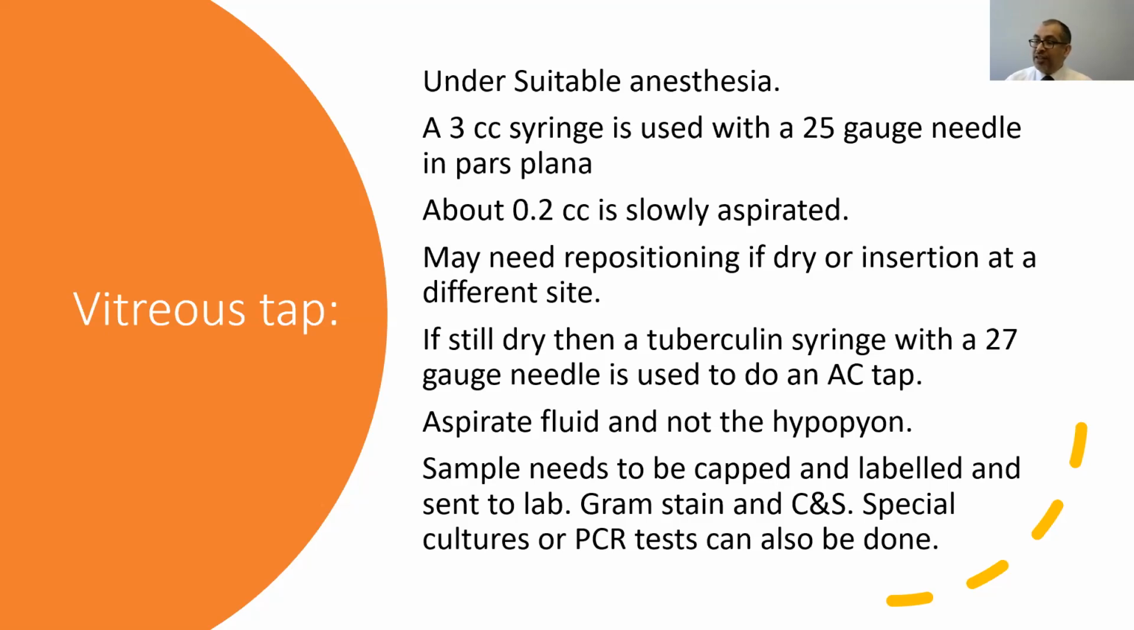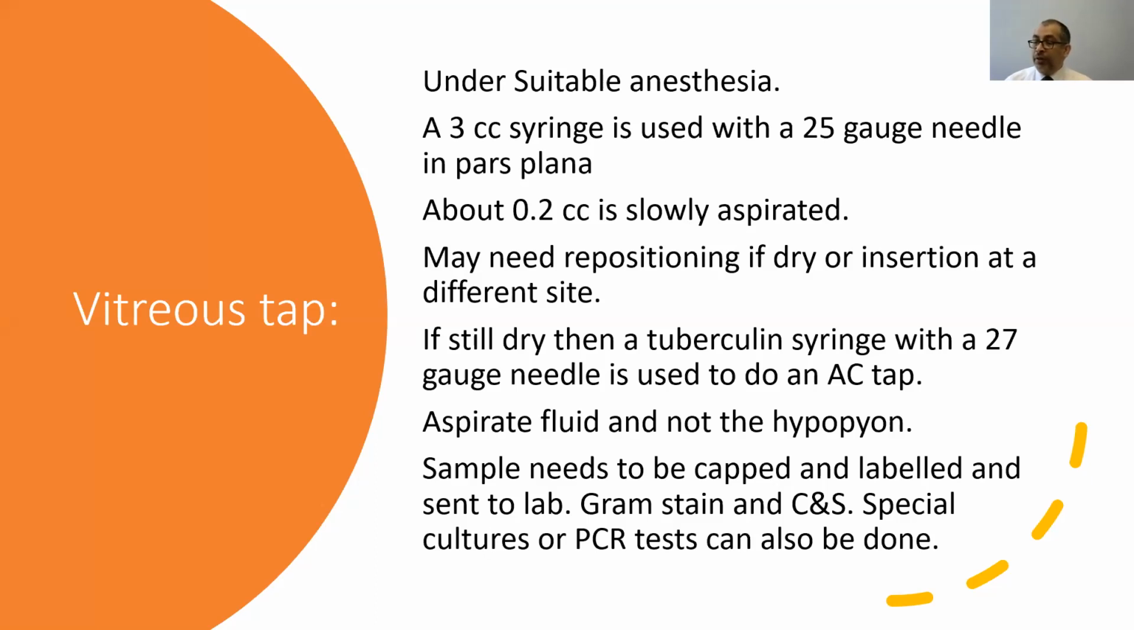Very gently aspirate. You don't want to create a lot of traction on the vitreous and, God forbid, create a retinal tear or detachment. If after 2 or 3 attempts you still have a dry tap, then we do an AC tap with a tuberculin syringe with a 27 gauge needle. And I usually have an assistant help me aspirate the fluid from the AC. Don't go after the hypopyon material, go after the fluid. And of course, you cap the sample, label it, and send it to the lab.